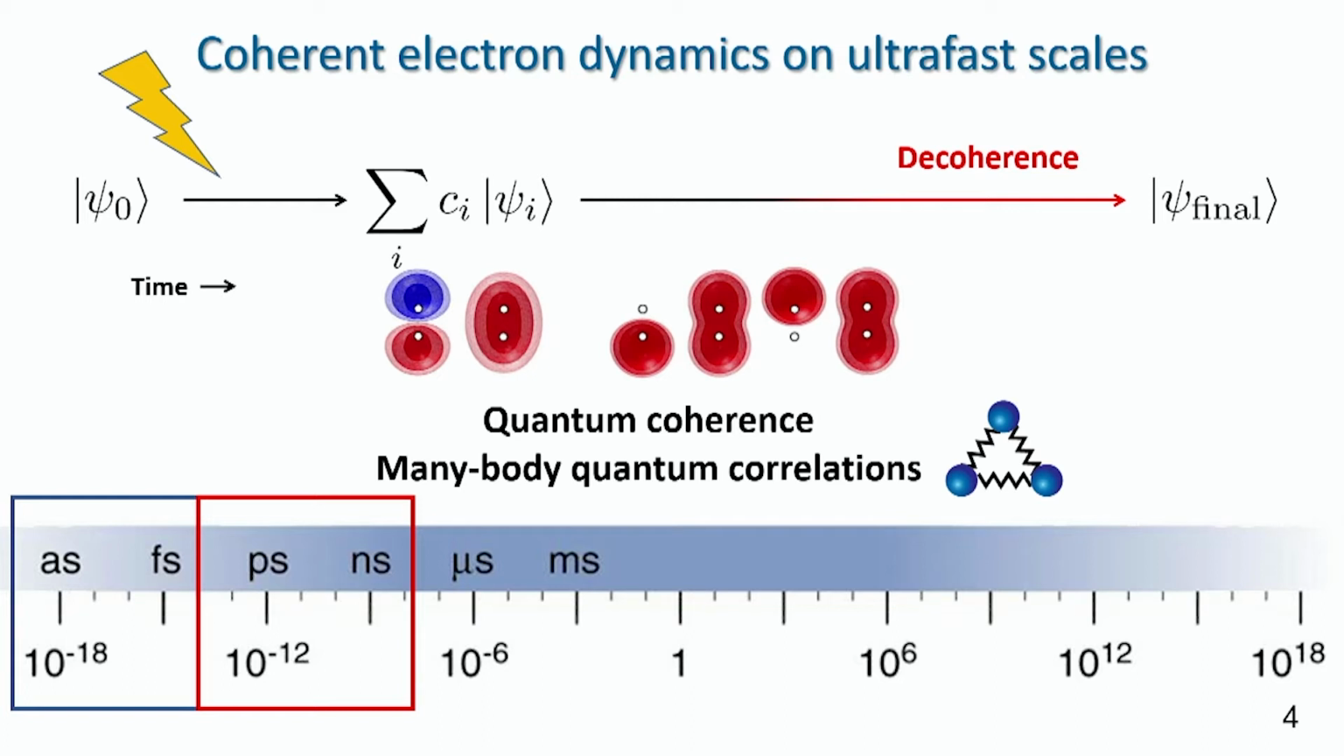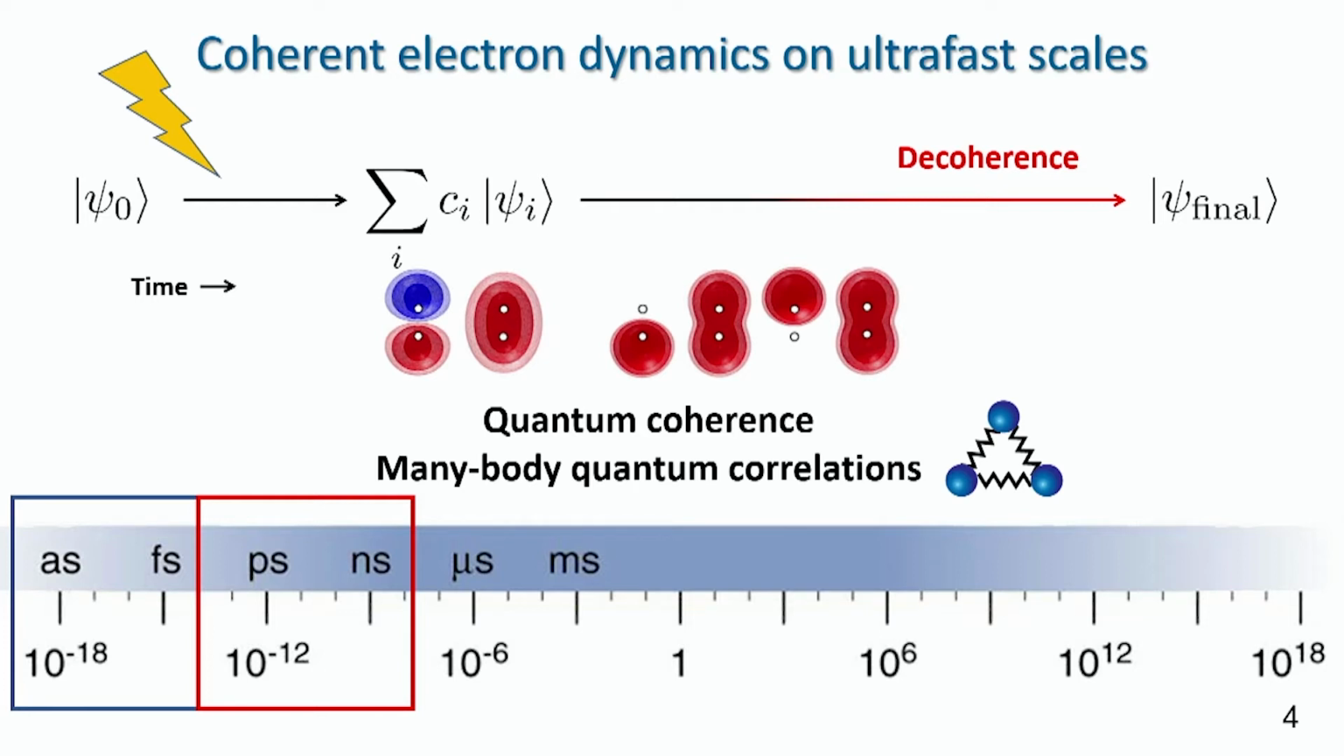So why is this important? Because we believe that at very short times, not just the one electron that we are talking about plays a role, but it also talks with other electrons. So we are talking about many-body effects, multi-electron systems.